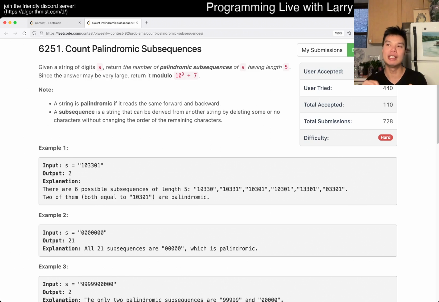For size 3, for example, we just count, okay, if there are x zeros on the left, y zeros on the right, then you just pick any of them in some combination. Of course, it's going to be x times y number of combinations. Hopefully, I don't have to explain it, right? So yeah, that's basically the idea, right?